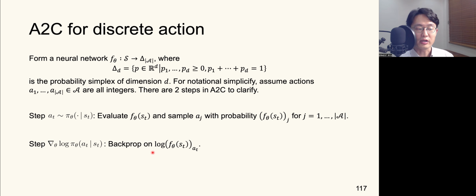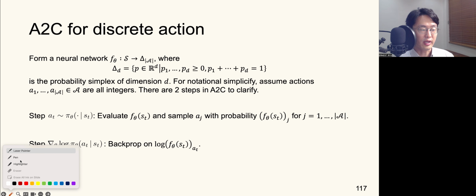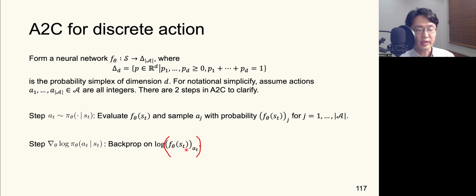We apply log to that scalar. So for clarity, maybe I should have written it this way. The parentheses go here. So we feed the state into the neural network. It gives us the probabilities. We extract one of the probabilities. When we extract one of the probabilities, that's a scalar. We feed that scalar into the log, and then we perform backpropagation with respect to the parameter theta on this scalar quantity. So that's how we access the policy pi for this second use when we compute the policy gradient.